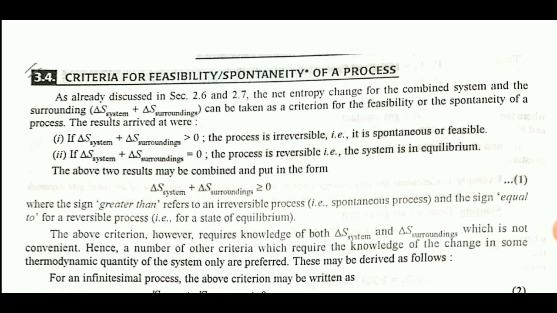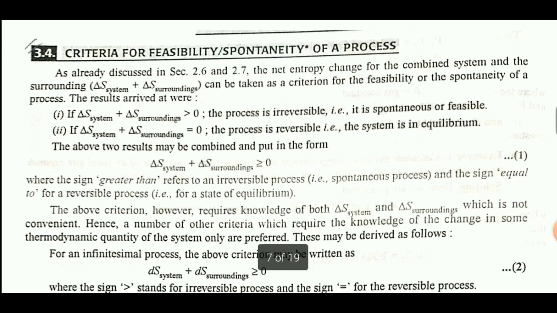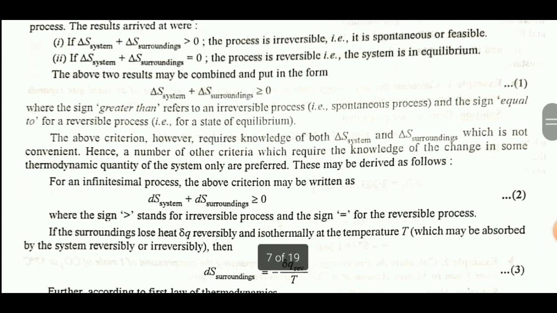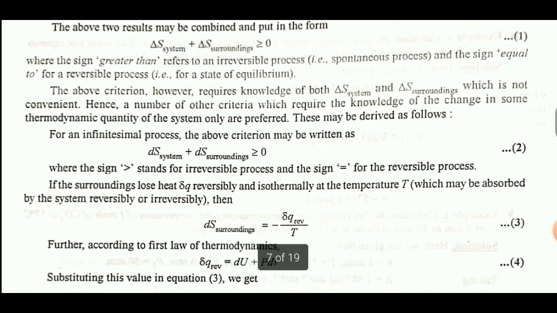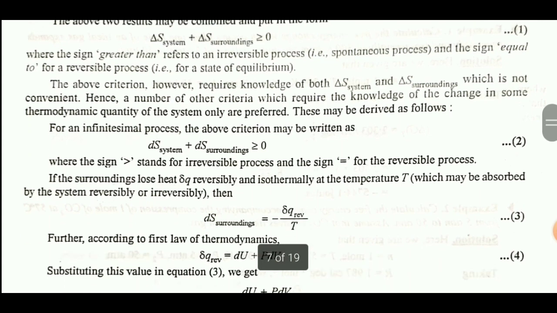Second, if ΔS system plus ΔS surroundings is equal to 0, the process is reversible, that is, the system is in equilibrium. The above two results may be combined and put in the form ΔS system plus ΔS surroundings ≥ 0, where the sign greater than refers to an irreversible process, that is, a spontaneous process, and the sign equal to for a reversible process, that is, for a state of equilibrium. The above criterion, however, requires knowledge of both ΔS system and ΔS surroundings, which is not convenient.